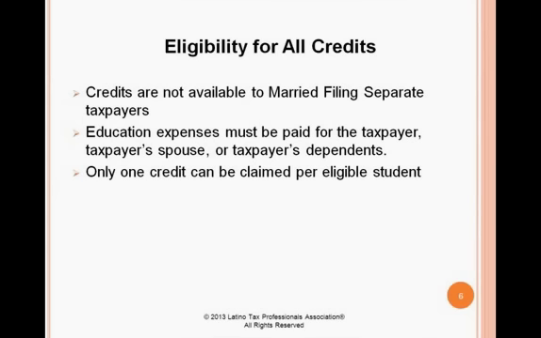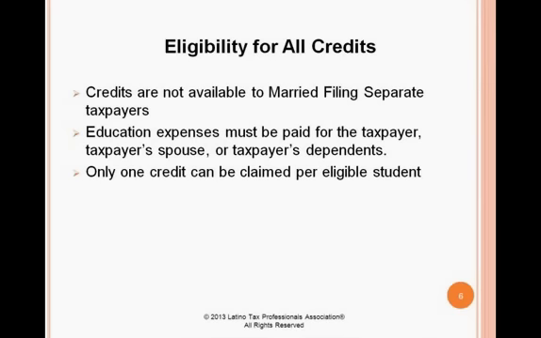Education expenses must be paid for the taxpayer, taxpayer's spouse, or taxpayer's dependents. You'll have clients that want to deduct the education expenses for a child that is no longer a dependent, and you have to explain to them that they don't have the right to do so.